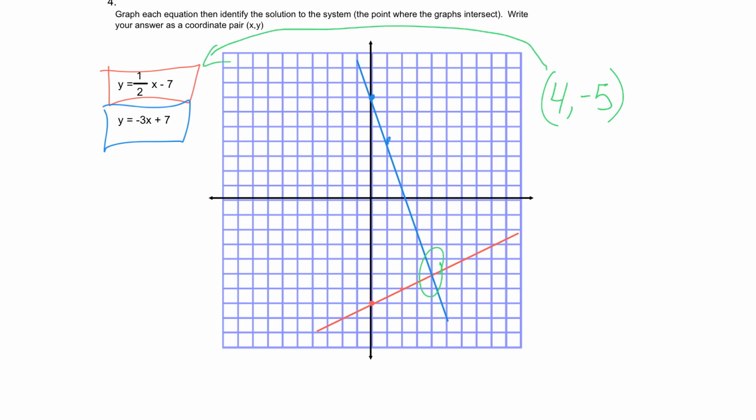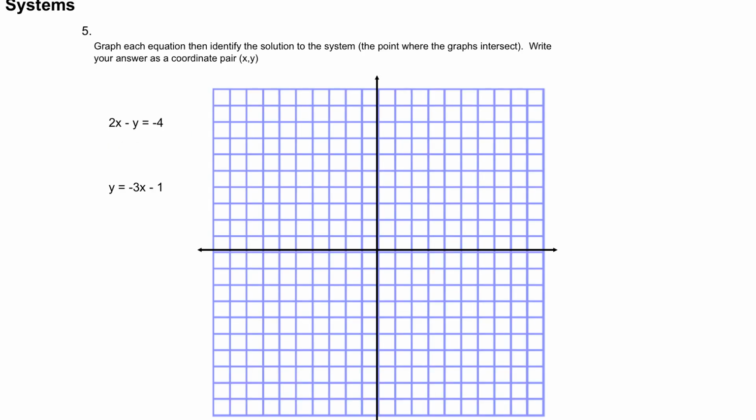Plug in the x coordinate into both of them. Half of 4, that's 2, minus 7 is negative 5. Works for the red equation. Plug it in for the next one. Negative 3 times 4 is negative 12, plus 7 is also negative 5. This is the solution to the system of equations.